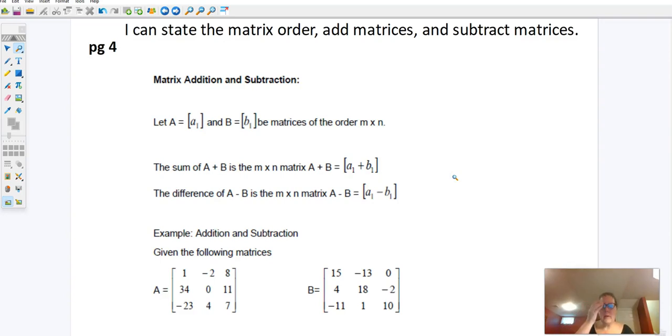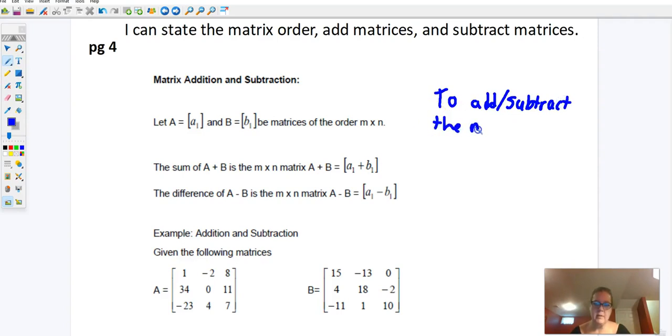They're giving us some rules here, and they're telling us that matrix A and matrix B of the order m times n, in order to add these together and find either the sum or subtract them and find the difference, first of all, what has to be true is they have to have the same dimensions. So to add or subtract, the matrices must be the same dimensions.